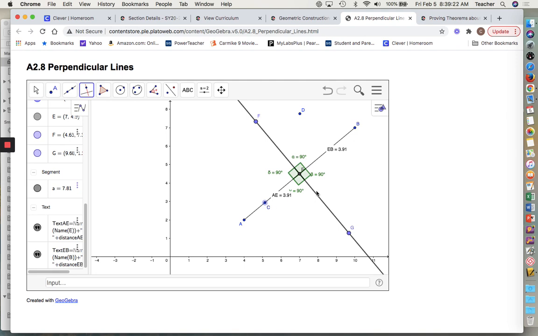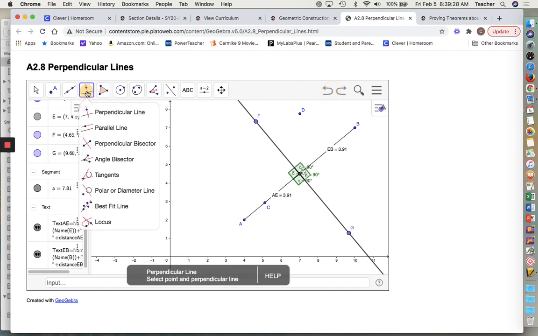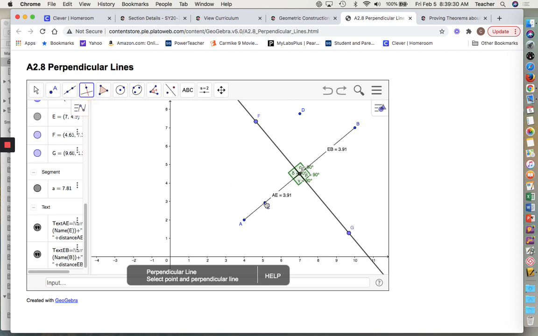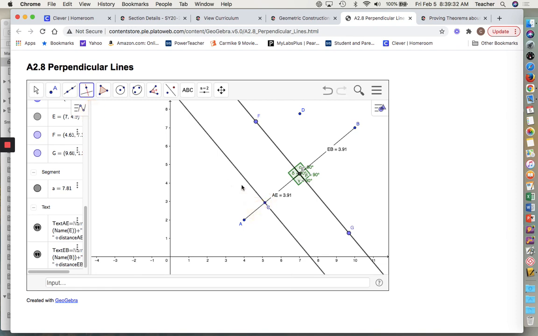And the perpendicular line. Oh, I'm sorry. I selected the wrong one. Let me undo this. So perpendicular through C. There we go. So I've got a perpendicular through C.